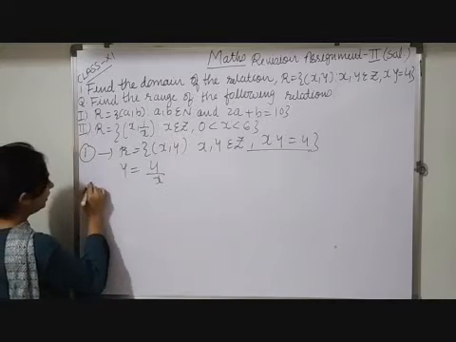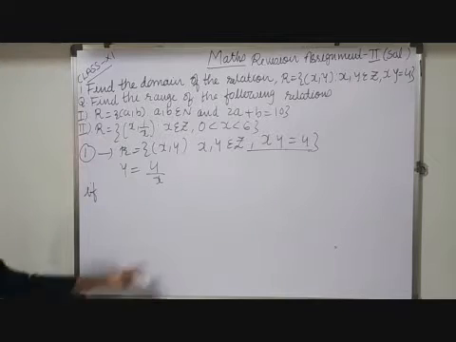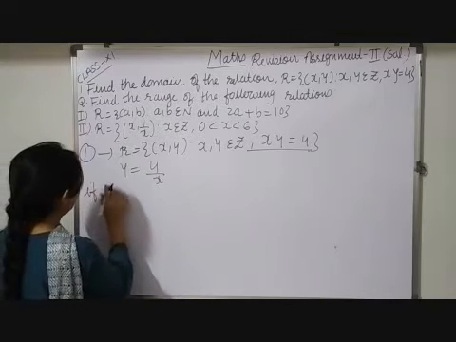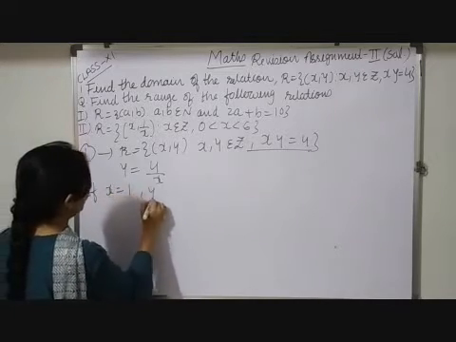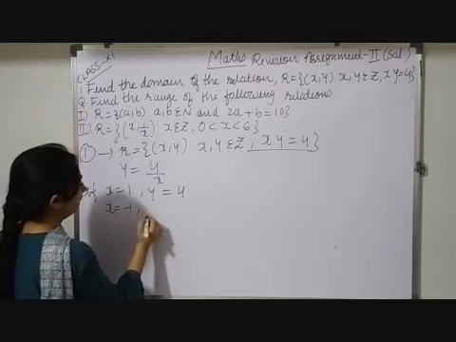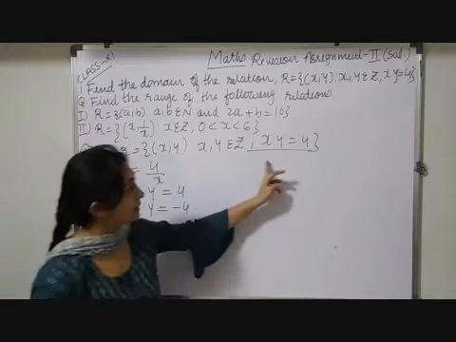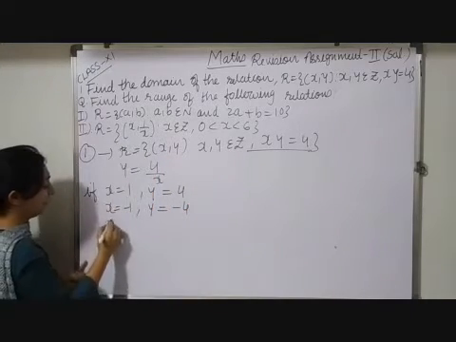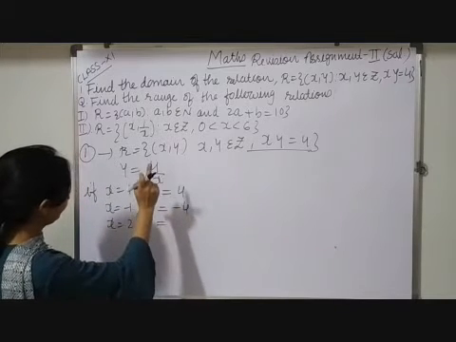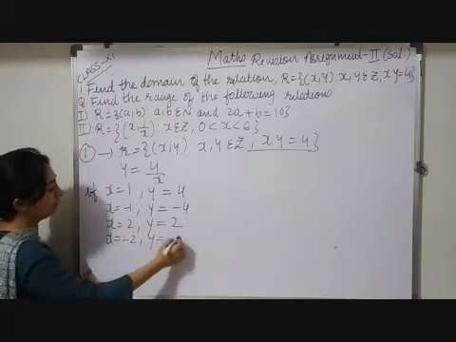Now see, if we choose x belongs to Z as 0, in a denominator 0 can never be possible. So if I choose x equals 1, y will be 4. If x equals minus 1, y will be minus 4, and the product should also be 4. If x equals 2, y will be 2. If x equals minus 2, y will be minus 2.